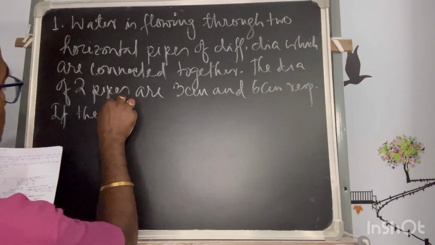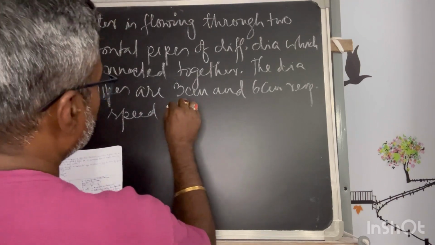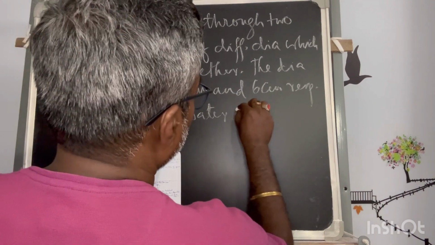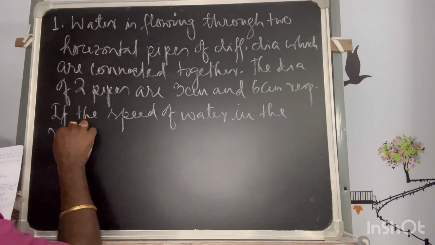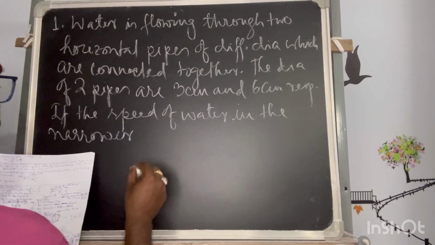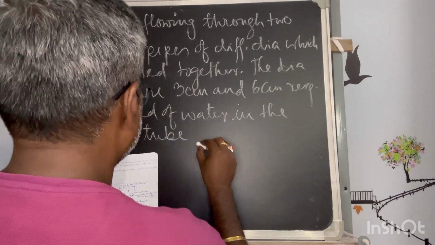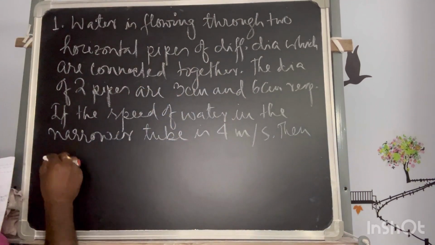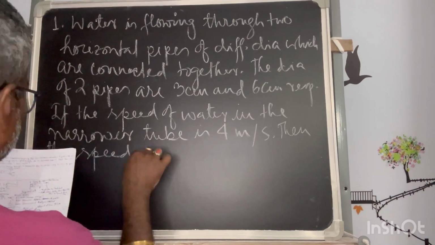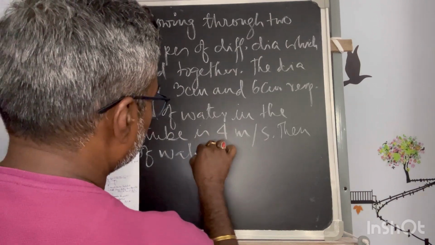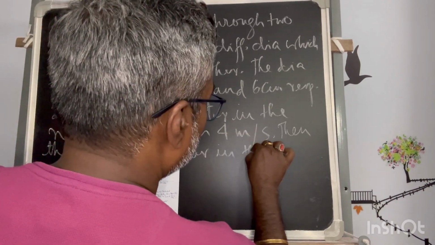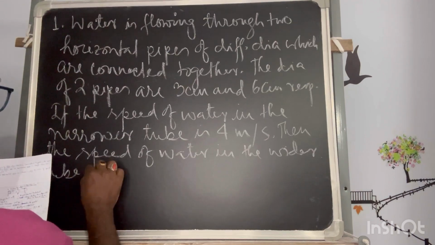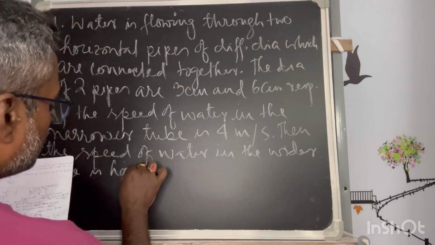If the speed of water in the narrower tube is 4 meter per second, then the speed of water in the wider tube is how much?